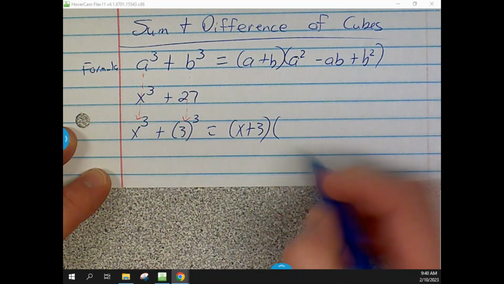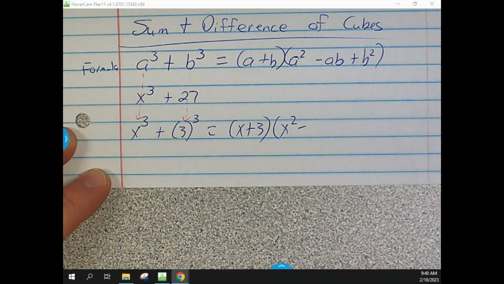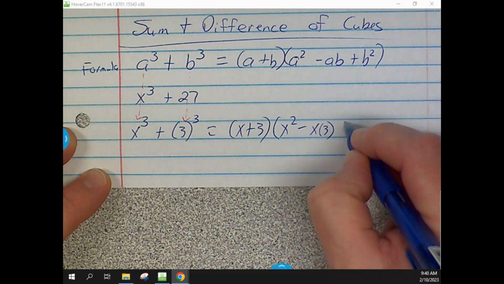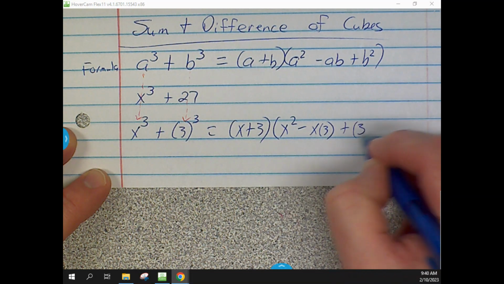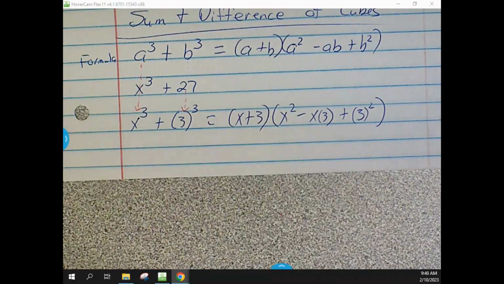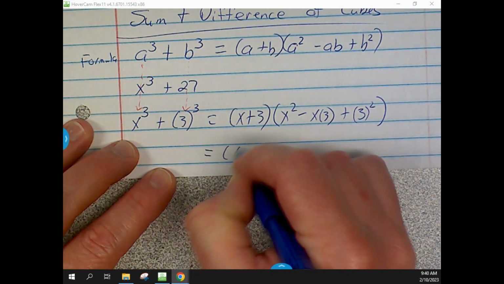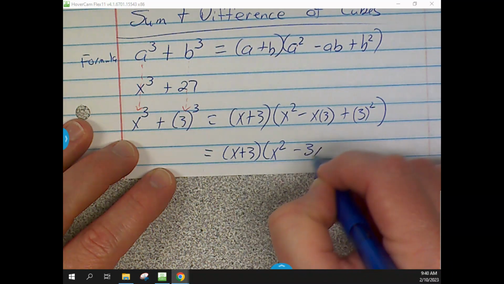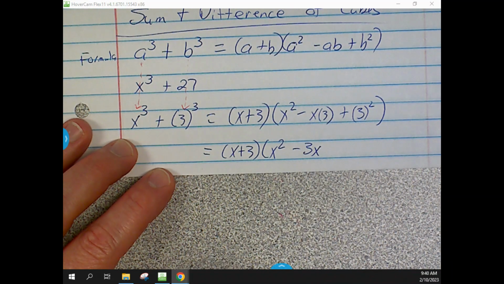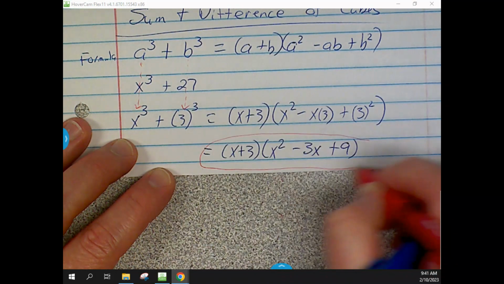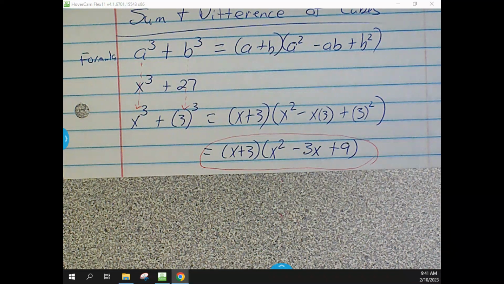Again, instead of a squared, it's going to be x squared minus x and 3, and then plus 3 squared. Okay, and the only thing you can do to that is clean it up just a tiny little bit. Where you've got x times 3, let's write it like we're used to seeing, as 3x. And where you've got 3 squared, you make it 9. And that's it. That's all you can do to it.